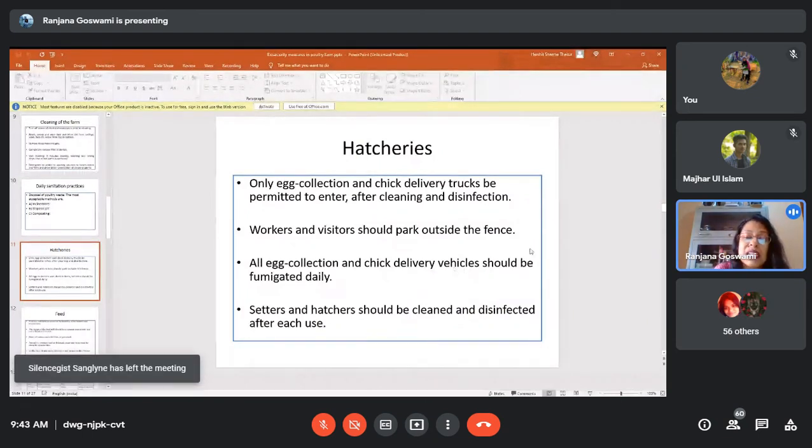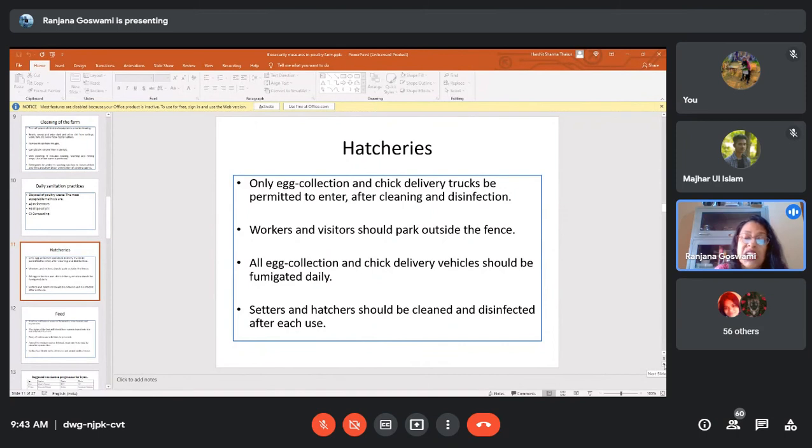So those should be cleaned and disinfected after every use. It is not that you can feel lazy about cleaning and disinfection. You should do it, especially for hatchers, because after hatching it becomes really dirty. All the waste will be there: shells, some dead embryos. So you have to clean the hatcher and disinfect it after every use. So this is regarding hatching.